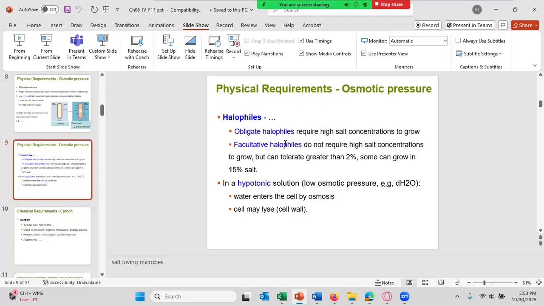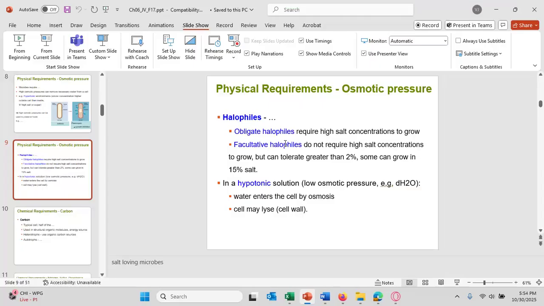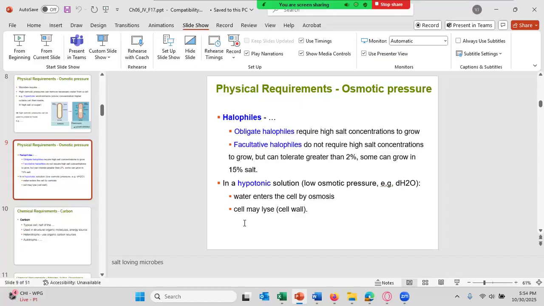In a hypotonic solution, meaning low osmotic pressure, water can enter the cell by osmosis, and if the cell lacks a cell wall, more and more water will come in until the membrane bursts, and that will kill the cell. However, if the cell has a cell wall, the cell membrane can only expand up until the cell wall. After that point, the cell membrane cannot expand any further. That will limit water flowing into the cell.